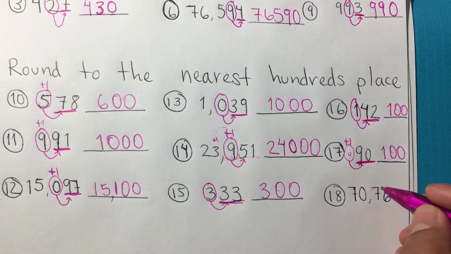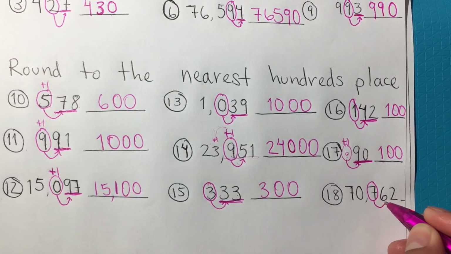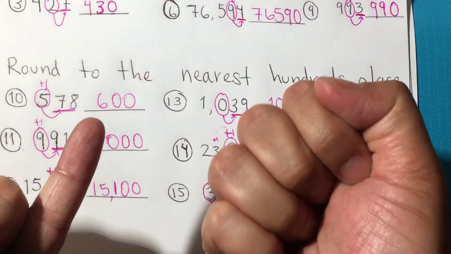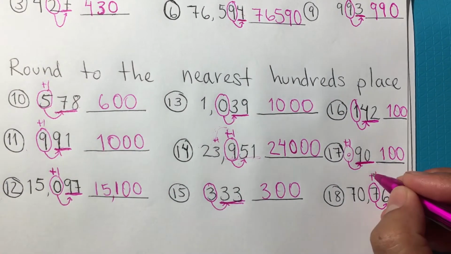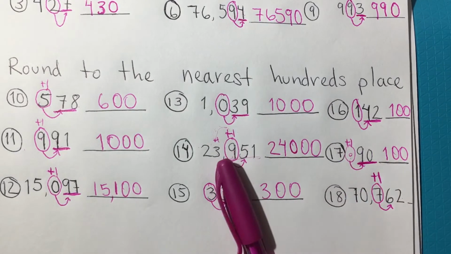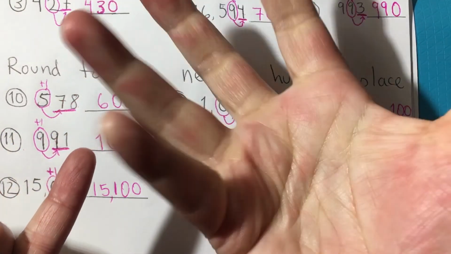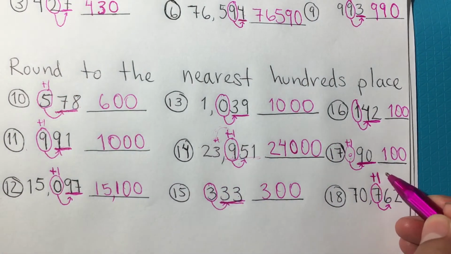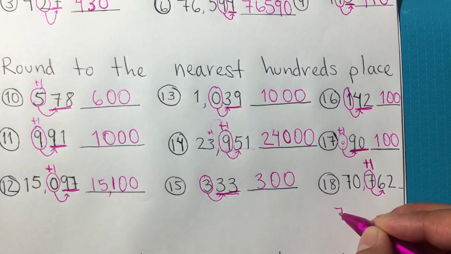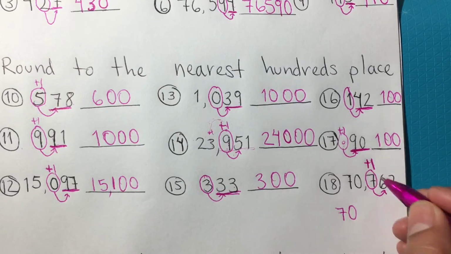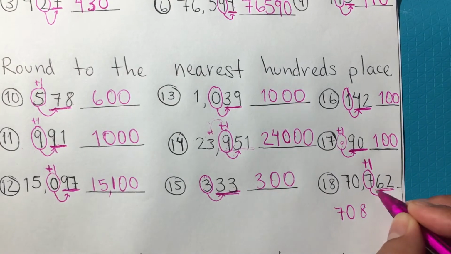Ones, tens, hundreds. 6 is, you can give a hand. It's another way to remember. You can do the balloon or just, if you have more than 5 fingers, you can give a hand. And that's your hand, plus 1 hand. So on the left, it stays the same. 7 plus 1 is 8. And these become zeros.